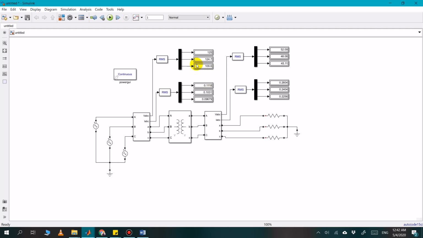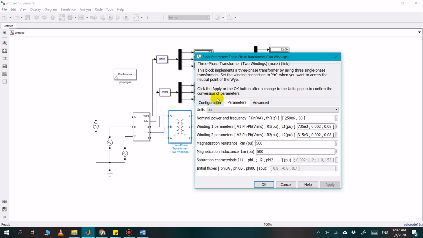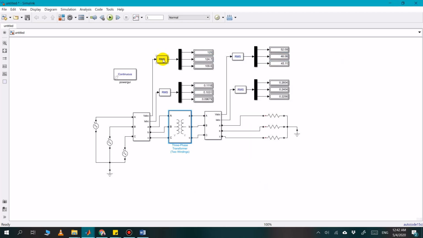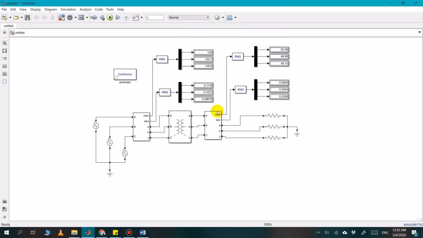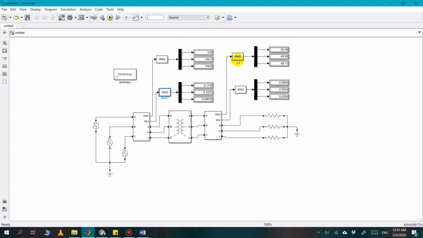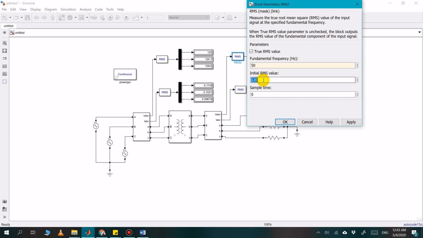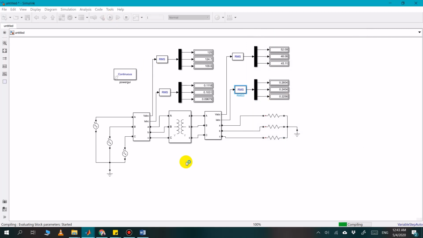Okay, so these are the voltages: 125, 124, 129. So why are we getting different readings? Okay, oh yeah, that's the problem here. We have to make sure that the frequencies are the same in all the blocks, otherwise we will not get the correct results. Okay, now let's see. Okay, now we are getting the correct results.